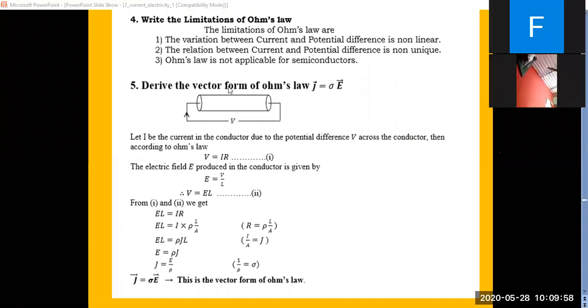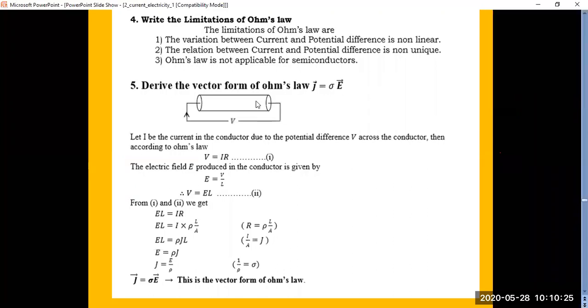Derive the vector form of Ohm's law. In Ohm's law, the general formula is V equals I into R. If we have to derive it in vector form in terms of J, sigma, and capital E, then we have to do a small derivation. They ask you for 3 marks here. So you can just take a note of this derivation here.